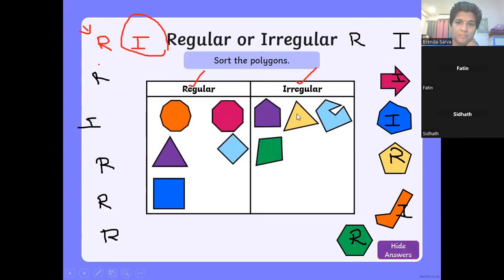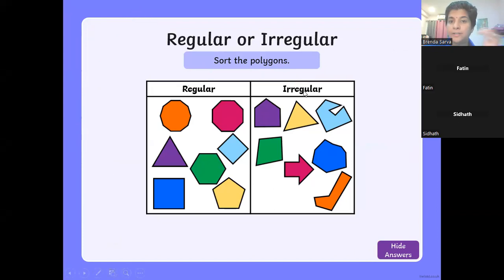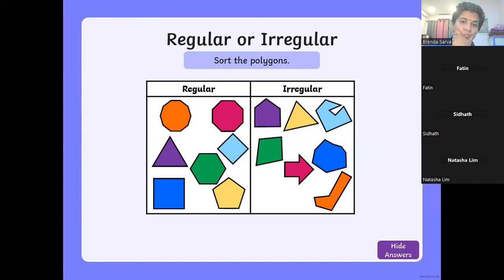Correct. Actually, one mistake here. We thought this was regular. Apparently, it's irregular. I think the lengths are not the same. So what can you say? What is your conclusion about regular and irregular? Can you say a conclusion? What do you understand by regular and irregular? Any conclusion that you can make up?